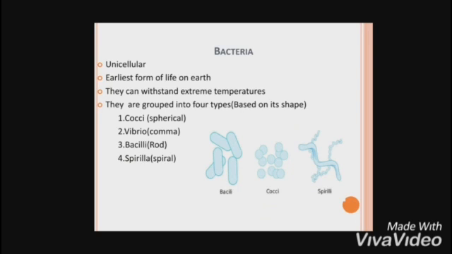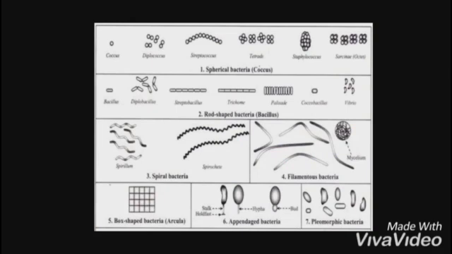Based on its shape, bacteria are grouped into 4 types. One is cocci. Cocci are spherical shaped bacteria. The second one is vibrio. Vibrio is comma shaped bacteria. The third one is bacilli. Bacilli is rod shaped bacteria. And the fourth one is spirilla, which is spirally shaped bacteria. I have given the images of bacilli, cocci and spirilla. Here I have shown you the different types of bacteria based on its shape.